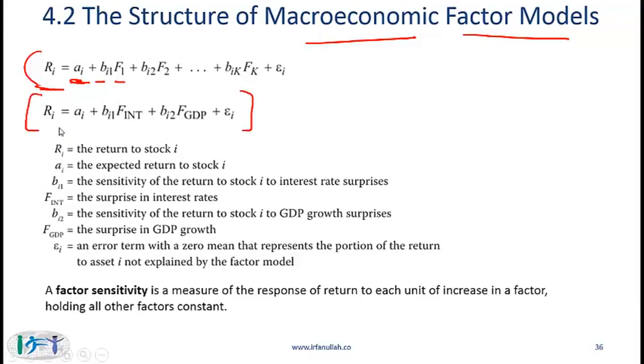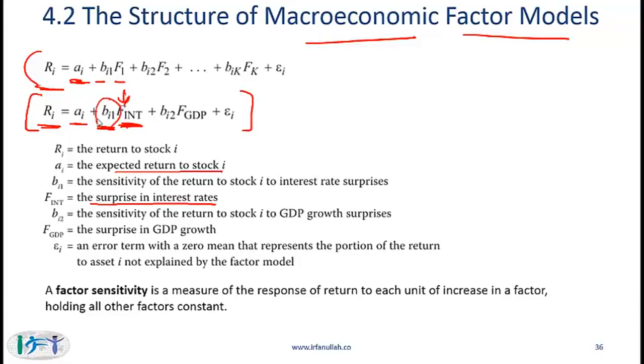Now, what does this tell us? The return on a given stock i is equal to a_i, which refers to the expected return on that stock, plus b_i times the factor for interest. Now, what does the factor mean here? The factor is a surprise. So F_interest is the surprise in interest rates. We expect a certain level of interest rates. If that is actually what happens, so if the reality is the same as what's expected, then this number becomes 0.